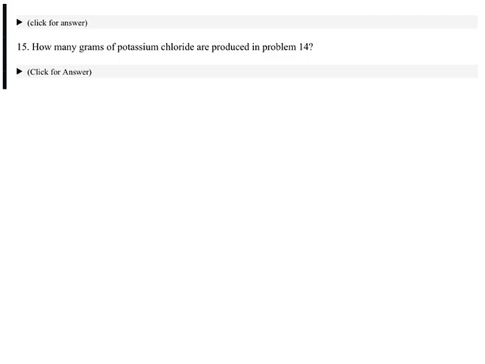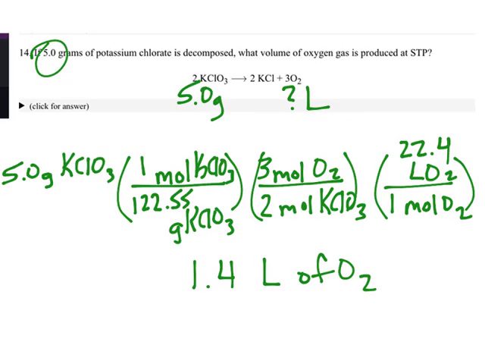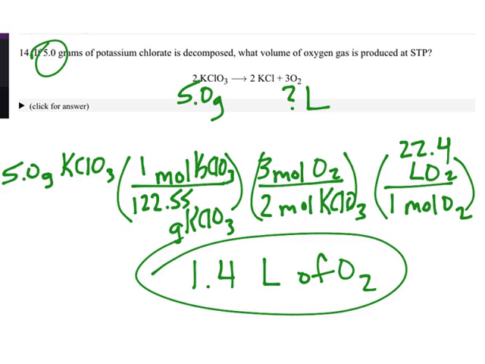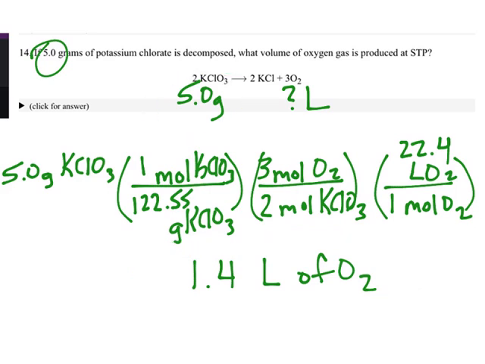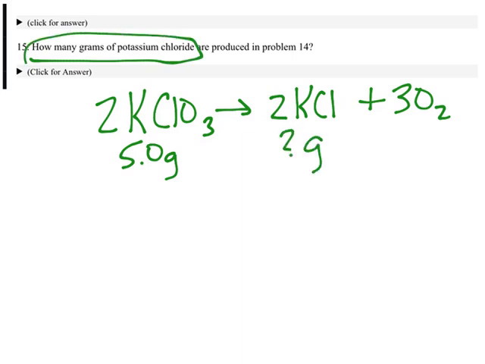Number 15, how many grams of potassium chloride were produced in that previous problem? Well, that equation was 2 KClO3 makes 2 KCl plus 3 O2. And we can use either one. We could use this 1.4. I don't love using that because we rounded it. I would go back and use the previous problem's 5.0 grams of KClO3 to answer the question, how many grams of potassium chloride are produced? So we're just looking for grams of this guy. This is a typical grams to mole to gram problem.